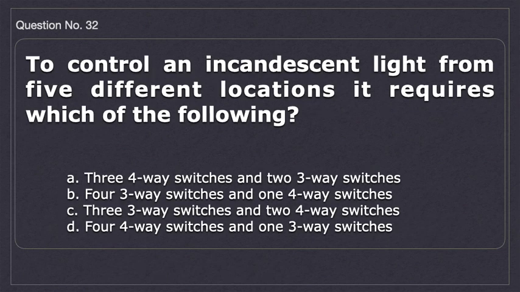Question number 32. To control an incandescent light from 5 different locations, it requires which of the following? A. 3 4-way switches and 2 3-way switches. B. 4 3-way switches and 1 4-way switch. C. 3 3-way switches and 2 4-way switches. D. 4 4-way switches and 1 3-way switch. Answer, A. 3 4-way switches and 2 3-way switches.